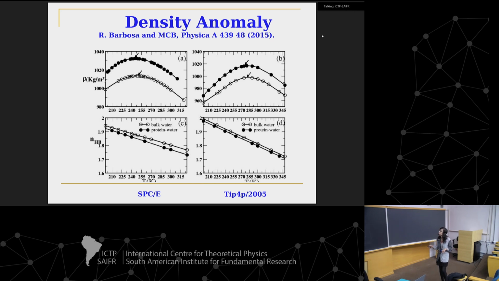Also, you observe that there is a change. Here is the number of hydrogen bonds, and obviously when you have just water by itself, you have more hydrogen bonds, because part of the bonds will be water-protein bonds, and that's the reason why when you have the protein, you have a decrease in the number of water hydrogen bonds in both models, with numbers that are slightly different for each one of the models.